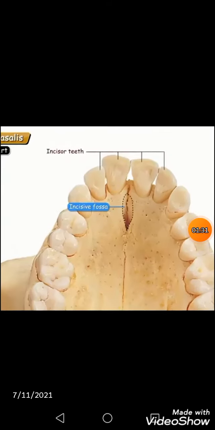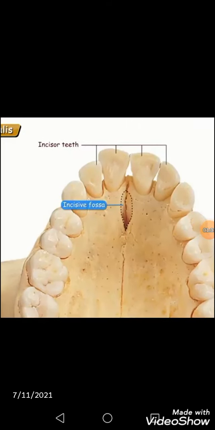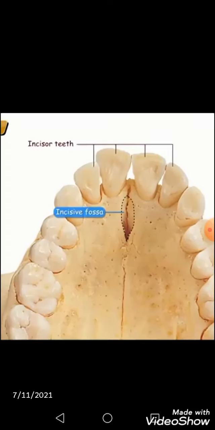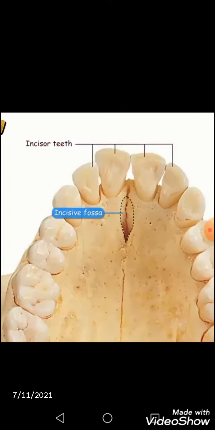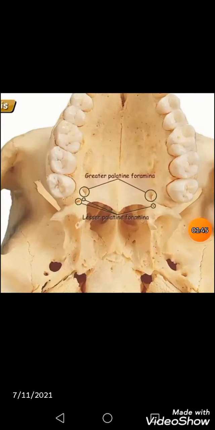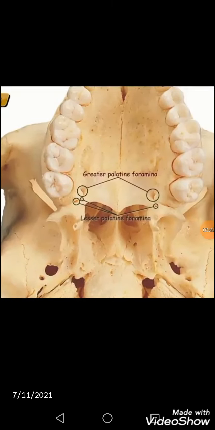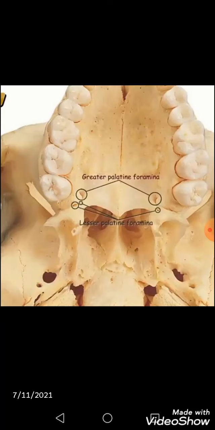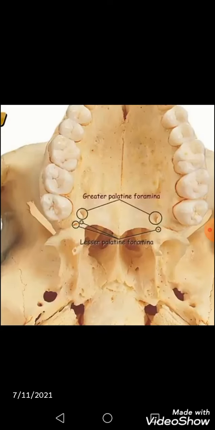And here in the hard palate, just below the incisive teeth, you find the incisive fossa, and on its both sides there are two incisive canals, right? Now, what else do you see? You find the greater palatine foramen and the lesser palatine foramina on the adjacent sides of the molar teeth.